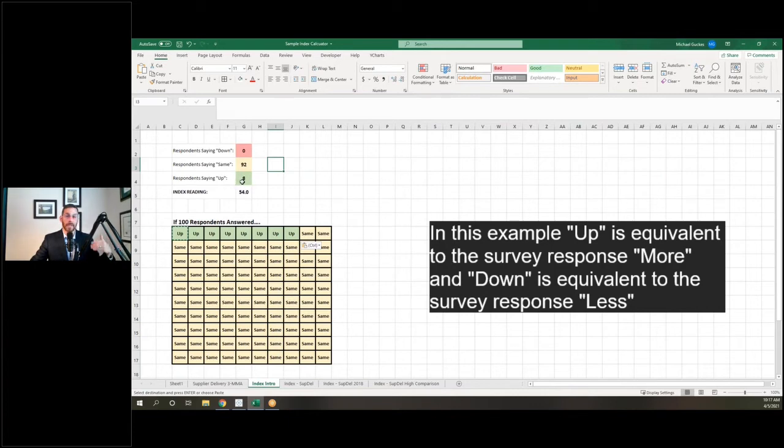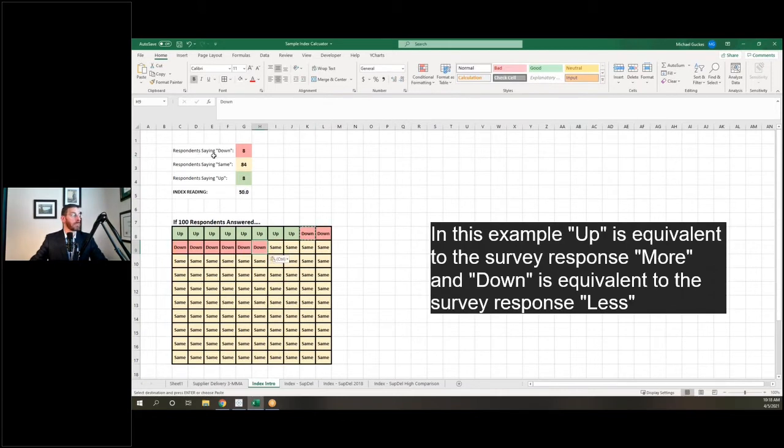You take the number of respondents saying more or up, and they get a weighting value of 1. Respondents saying same receive a weighting of 0.5, and respondents saying down receive a weighting of 0. And so that's how this works. That's the basic math behind it, which means that if I have right here 8 respondents saying up, now let's say I have 8 respondents saying down. So now I have 8 respondents saying down, 8 respondents saying up, and the remainder saying the same. And we get right back to an index rating of 50.